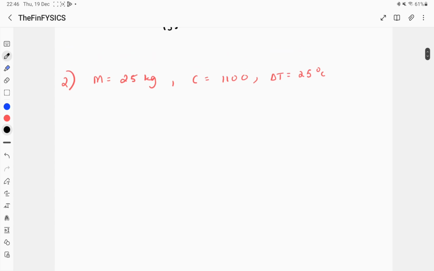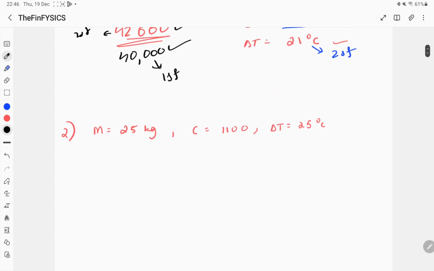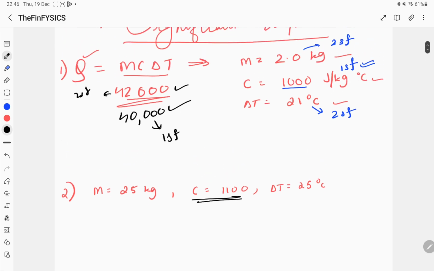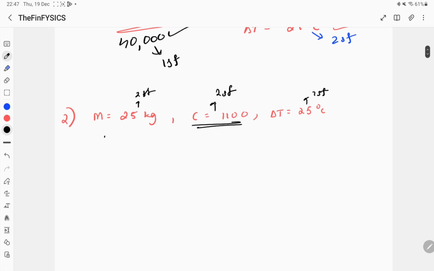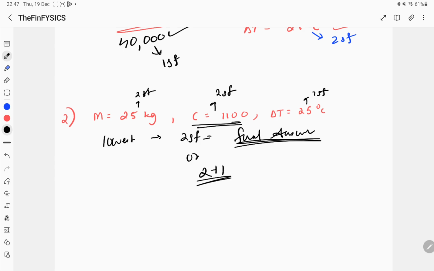Now let's assume question number 2. Same question, same scenario, except now my specific heat capacity also has two significant figures. So this is 2SF, this is 2SF, and this is 2SF. Now my lowest significant figure becomes 2SF, which means my final answer should also be in 2SF or 2 plus 1, they will allow me.